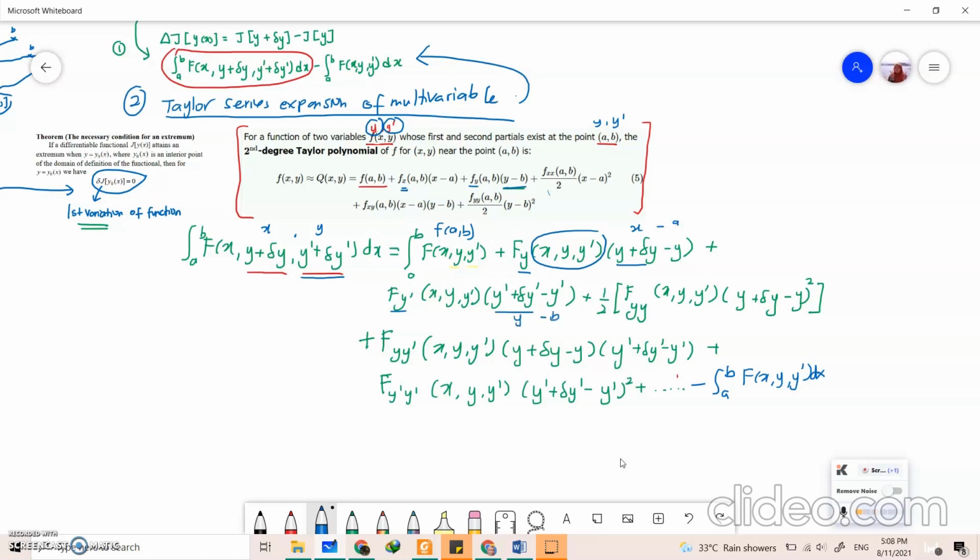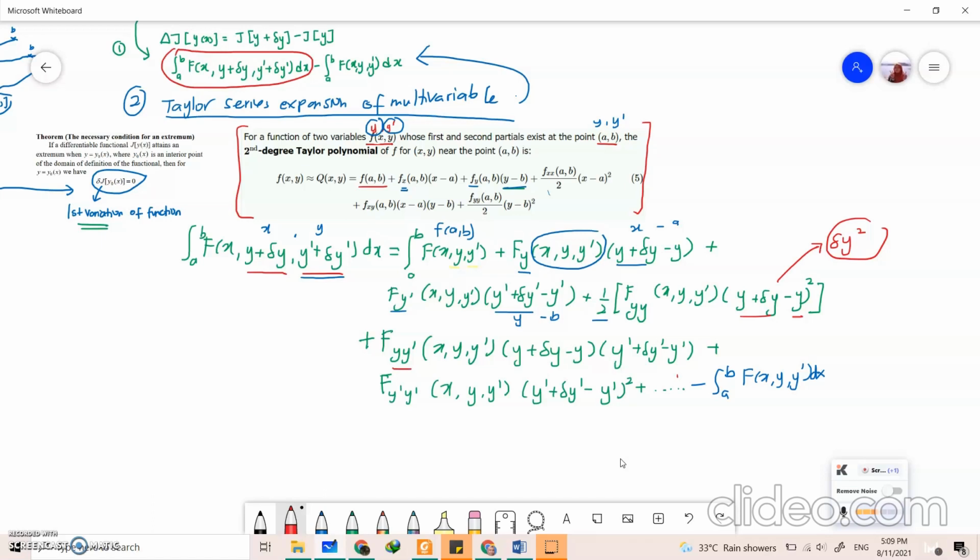And then plus a half f_xx(a, b). So x here is y, so f_yy at a, b, x, y prime, times (x minus a) squared. So x is y plus delta y minus a, which is y, so this one becomes delta y squared. And then the next one is plus f_xy, where x is y and y is y prime, so that's why this one becomes f_y y prime.